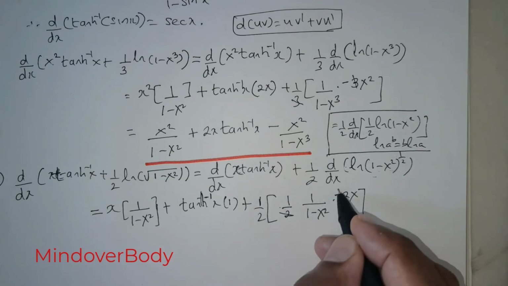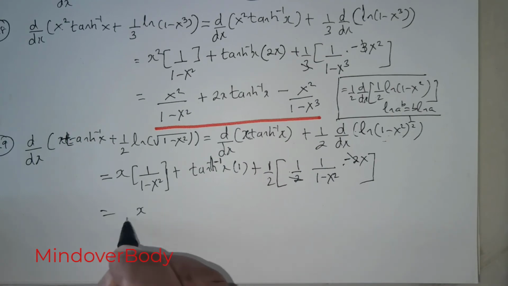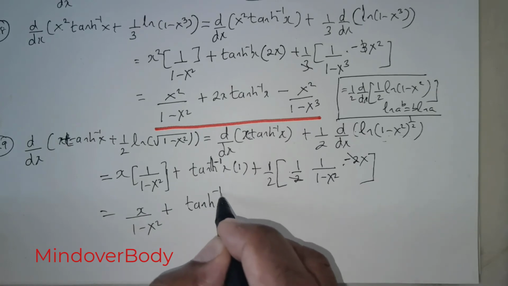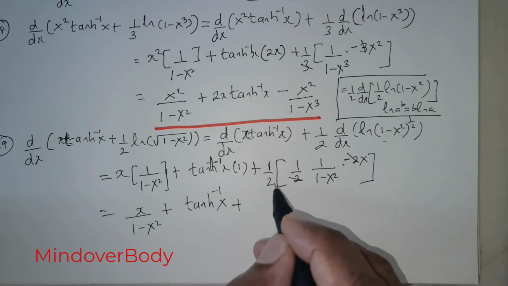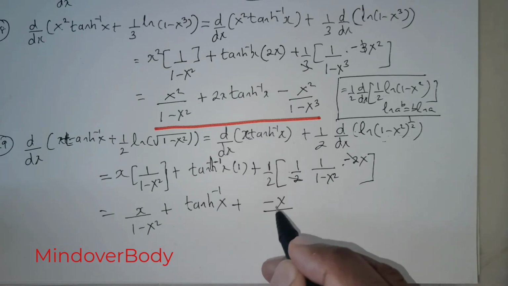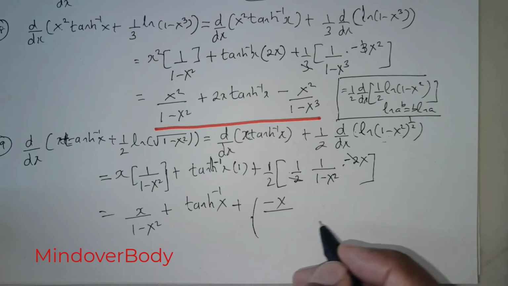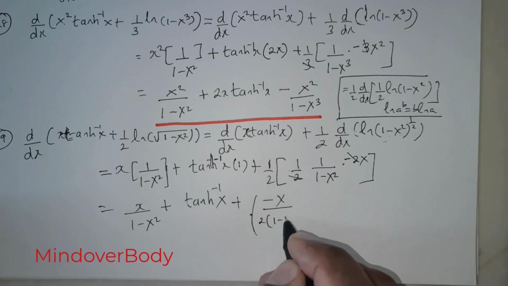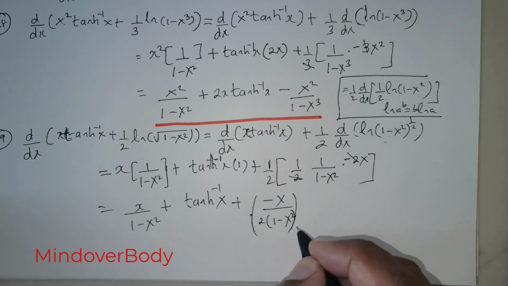Of course, I can cancel the 2's that are present here. So I'm going to rewrite this. So this is equal to x divided by (1 − x²) plus hyperbolic tan inverse of x. In fact, I could have rewritten this as −x, because negative times positive should have been negative. But anyway, I will do it in the coming steps. So I got a 2 here, so it's going to be 2 times (1 − x²). So this is what we have got.